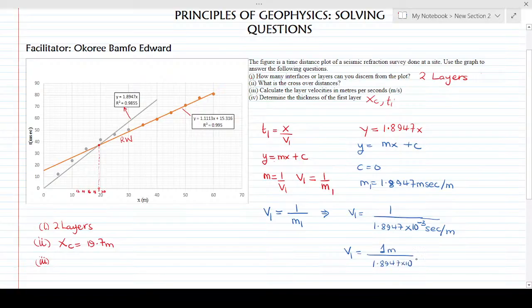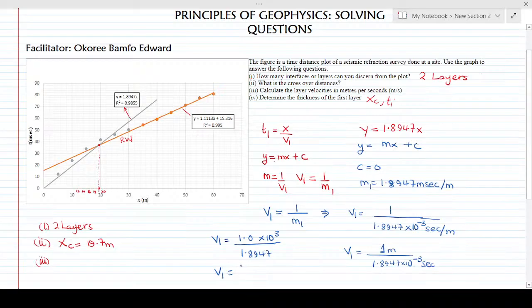1.8947 by 10 to the power of negative 3 second. Now if I continue at this side, V1 is going to be 1.0 by 10 to the power 3, because when this comes out, it becomes positive, all over 1.8947, and that is going to give us our V1. So let's see. We have 1.0 by 10 to the power positive 3 over 1.8947, and that will give us the answer.